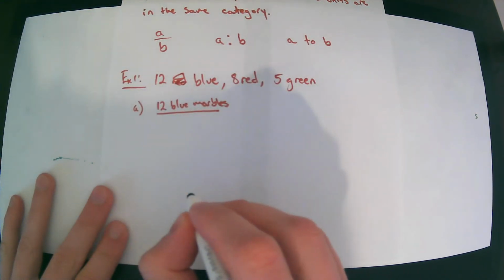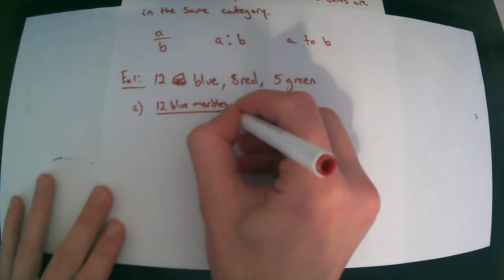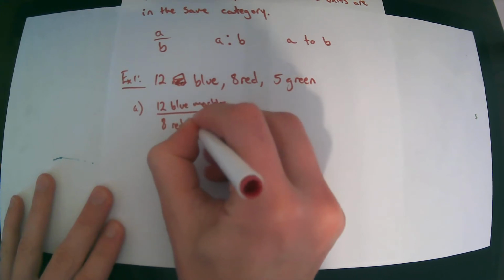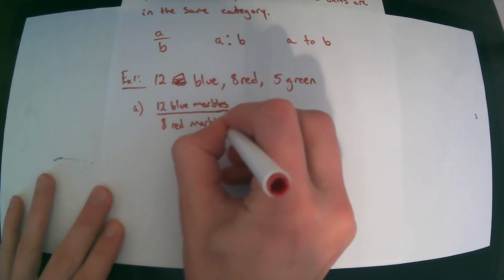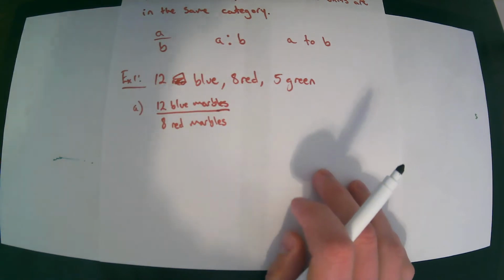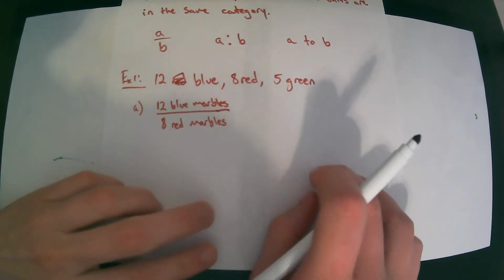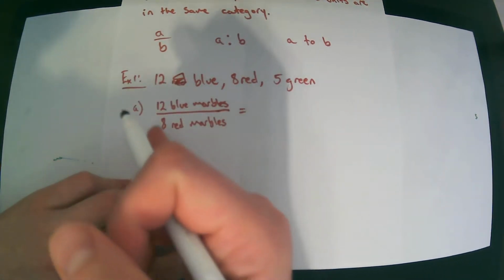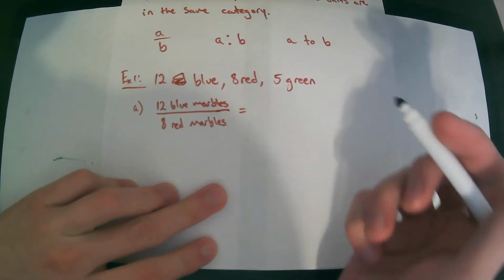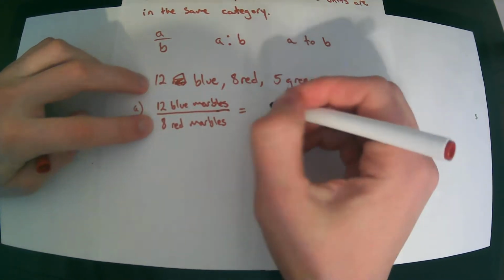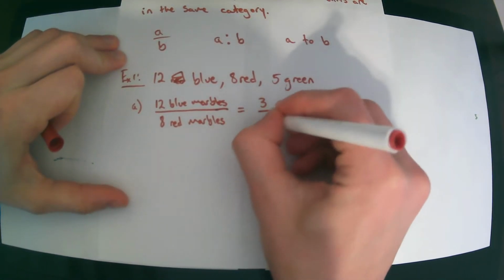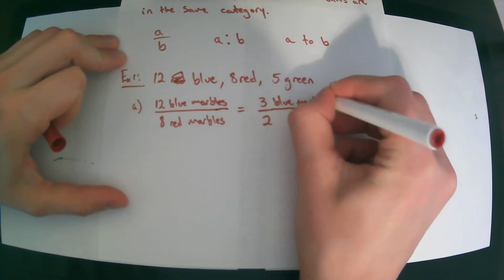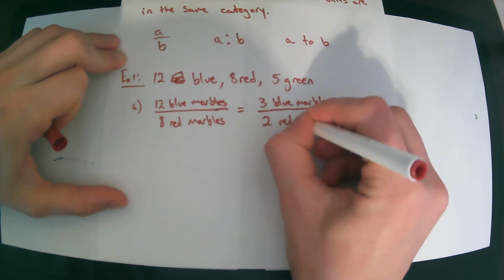So blue to red, right? So the order matters here, it should be blue over red. So there's my fraction, there's my ratio, but it's not simplified. So let me go ahead and simplify it. And what does simplify mean? It just means pull out common factors in the fraction, right? So I can pull a 4 out of both of these, leaving me with a 3 over 2, and of course still need those units, so 3 blue marbles to 2 red marbles.